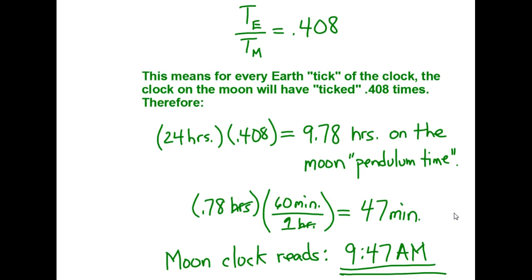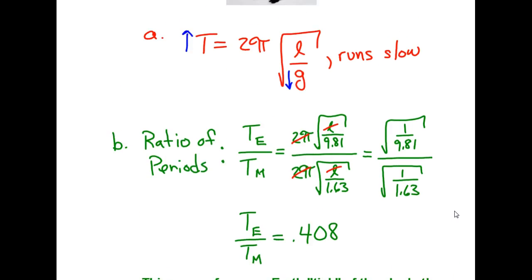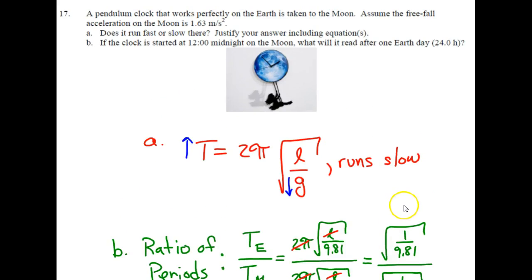This should make sense because the acceleration due to gravity on the moon is less than half the value on the Earth, so we should still be in the morning on the pendulum clock compared to the Earth. All right, that'll do it for our solutions to problems 15 through 17. More to come in class as we do problem 18 together tomorrow.